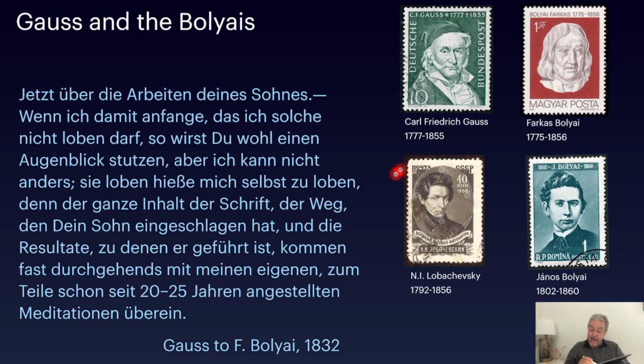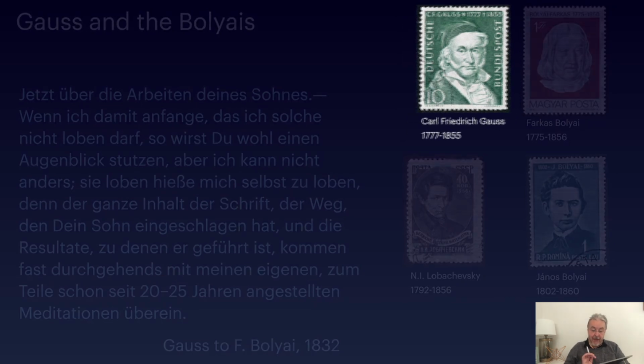And then there is another person, Nikolai Ivanovich Lobachevsky, who also can be considered to be an independent discoverer. And at some point, the Bolyais actually suspected that Lobachevsky is a pseudonym under which Gauss wants to publish his own results on non-Euclidean geometry. But, well, it is not. Lobachevsky really was a living person with his own stamp.